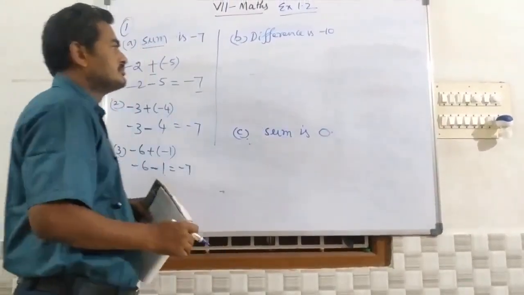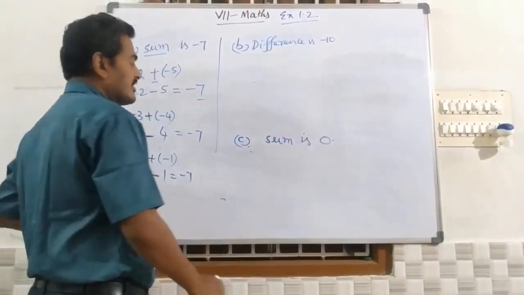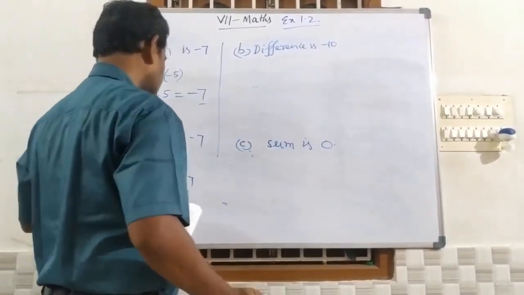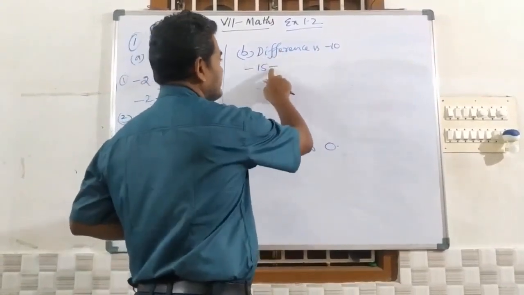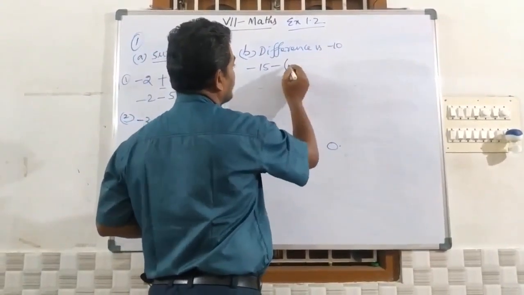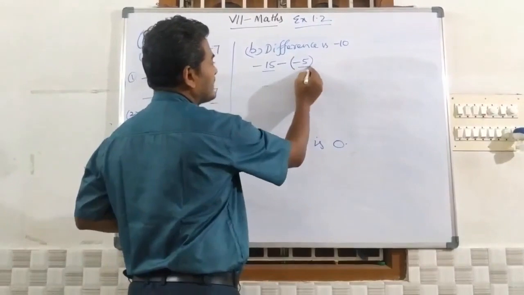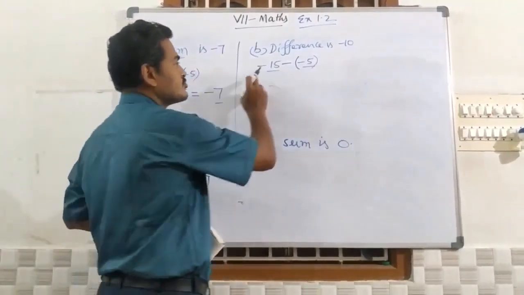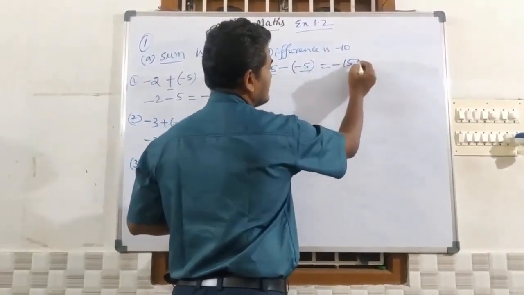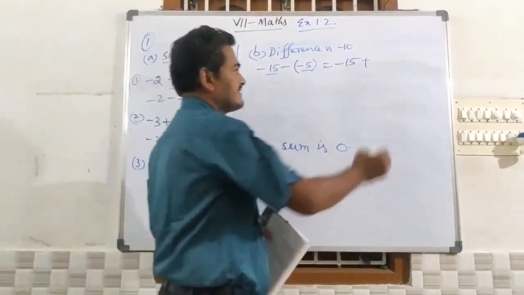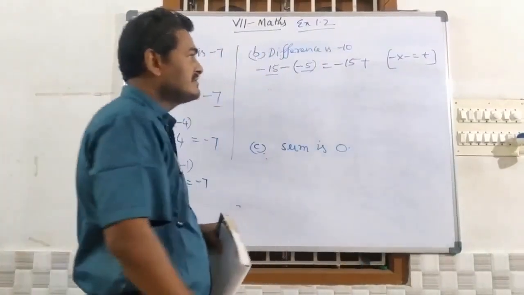Now come to the B question. The difference is minus 10. Difference means subtraction. So minus 15, minus, then minus 5. I am taking two numbers: one is minus 15, another one is minus 5. The difference of these two numbers equals minus 15 minus into minus, and minus into minus is plus.